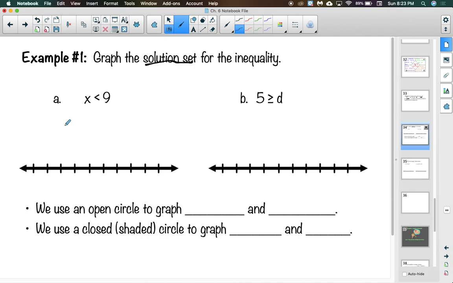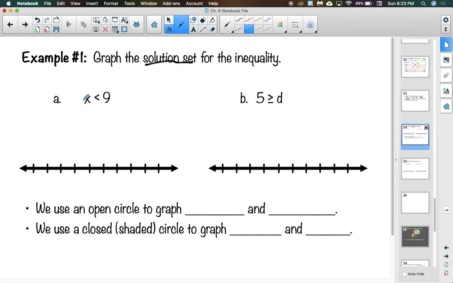And what we do to show that we have these infinitely many solutions is we graph them on a number line. So this is another thing that's different about inequalities and equations. The symbols are different, and it's also different because we have infinitely many answers. It's also different because we will graph those answers to show them on a number line.